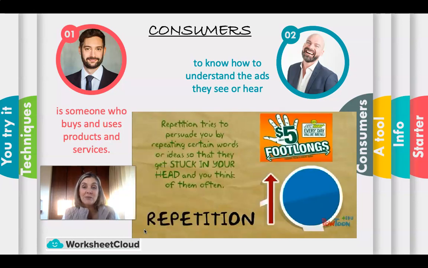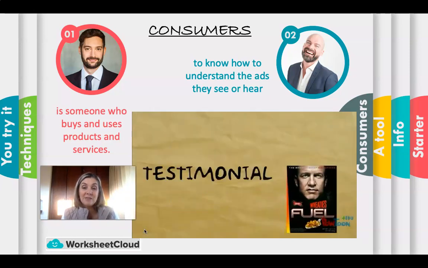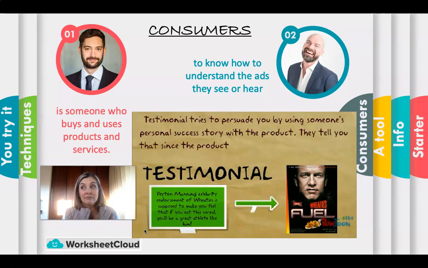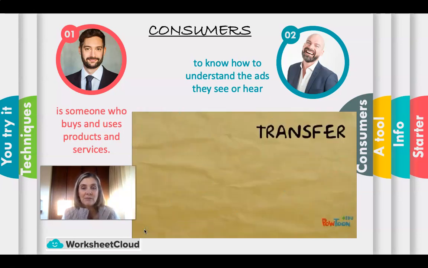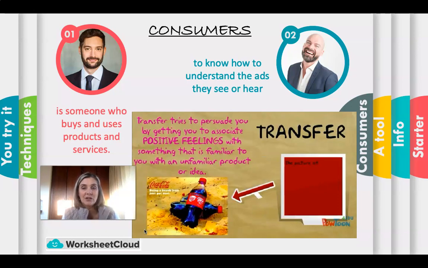Repetition, that's obviously to persuade you by using repeated words that get stuck in your head. So it's like jingles. Think of those chimes for McDonald's or KFC or Nando's. Then testimonial, I love this. They try and use people who are famous. Perhaps like, I'm trying to think of somebody now that you would look up to. Justin Bieber, Taylor Swift, those kind of people.